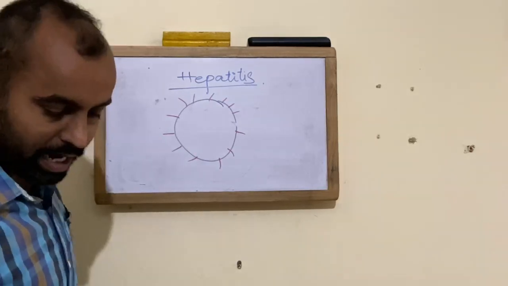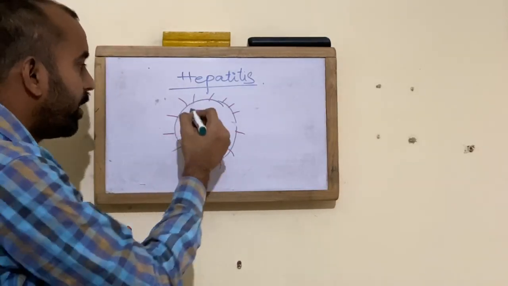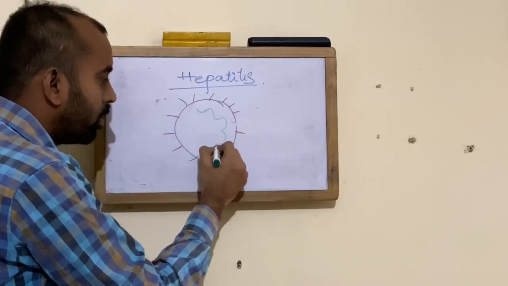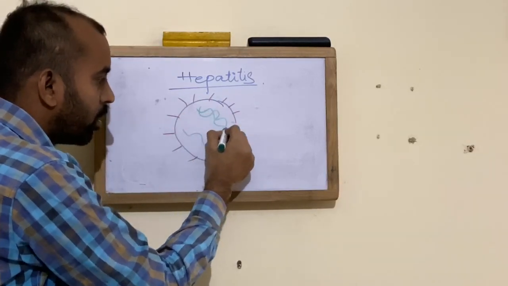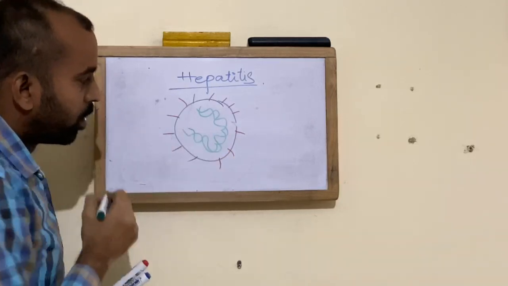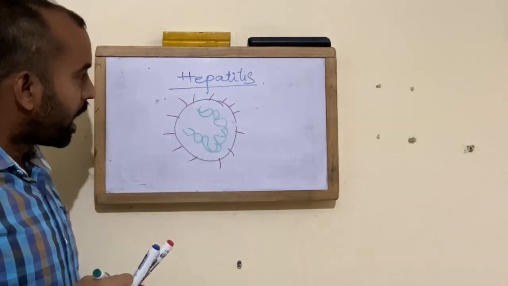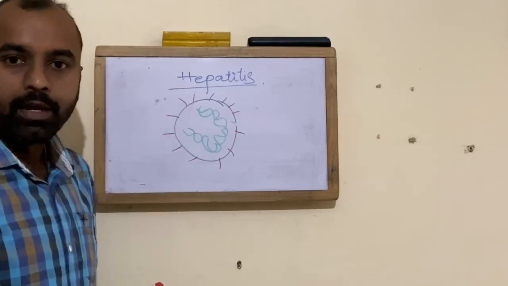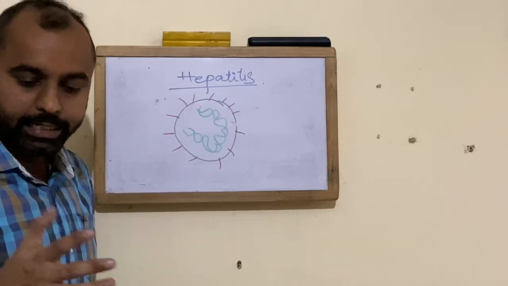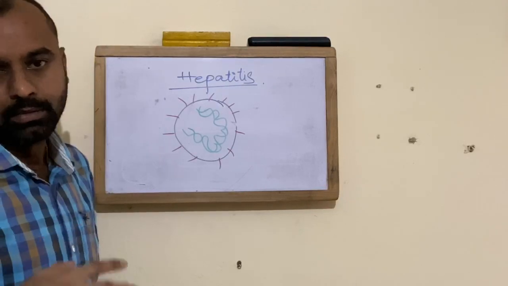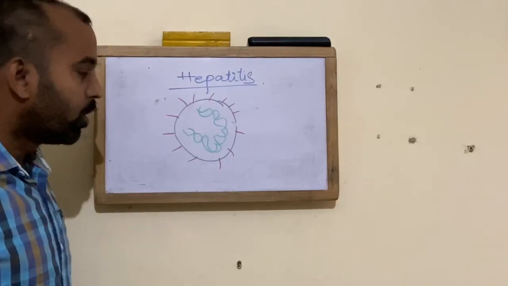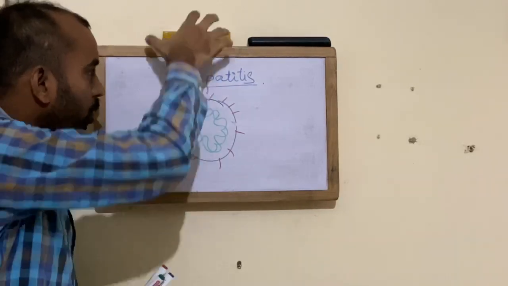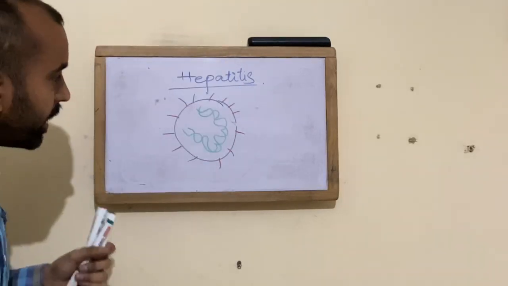So that is the fundamental difference between your COVID-19 and the hepatitis. If you see, the hepatitis is a double stranded DNA, whereas your COVID-19 is a single stranded RNA. This is the fundamental difference. So let us see how the hepatitis vaccine has been generated.